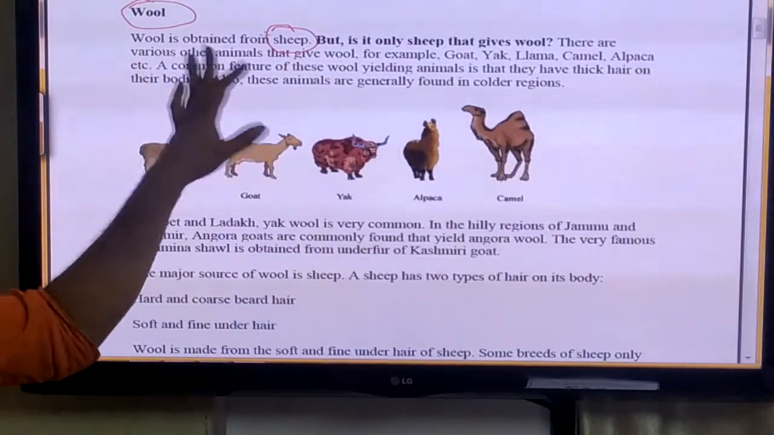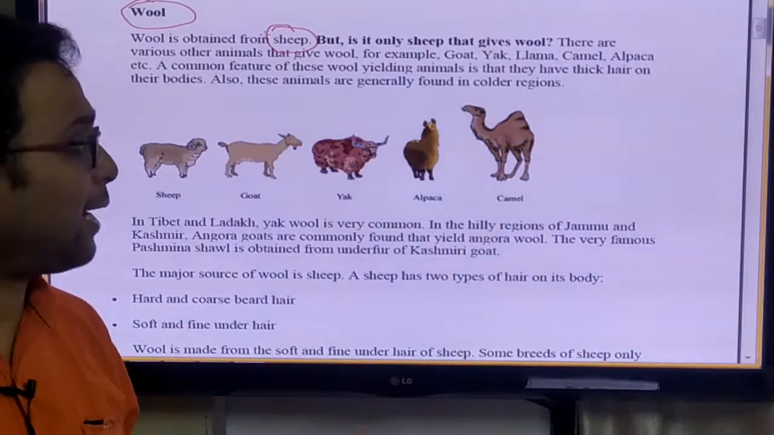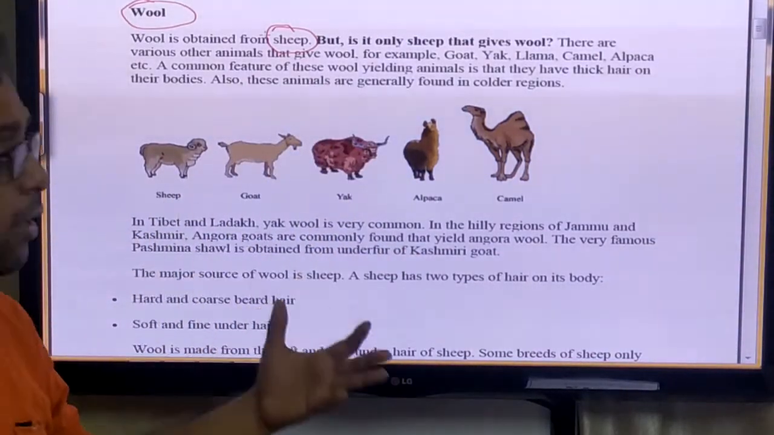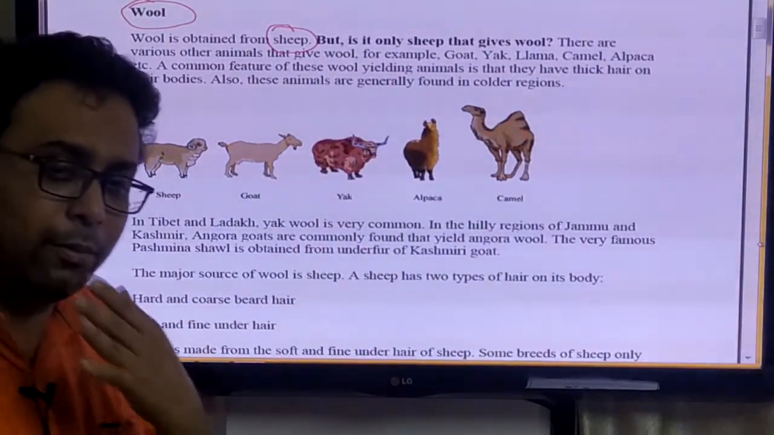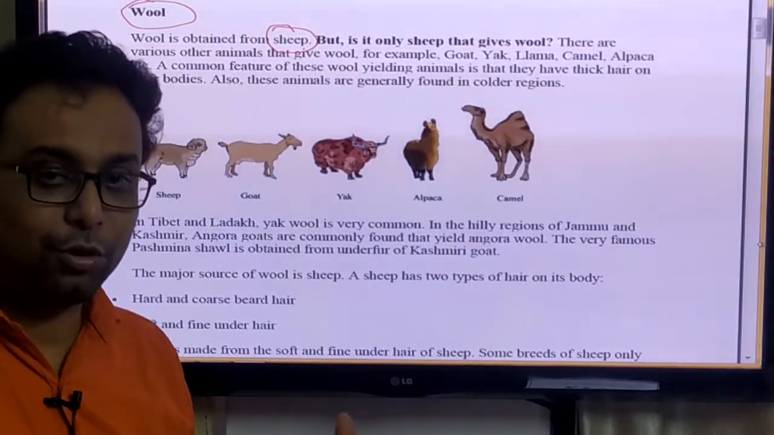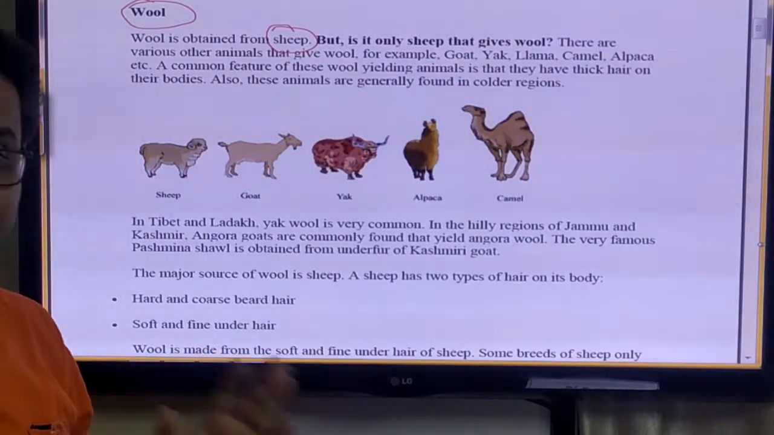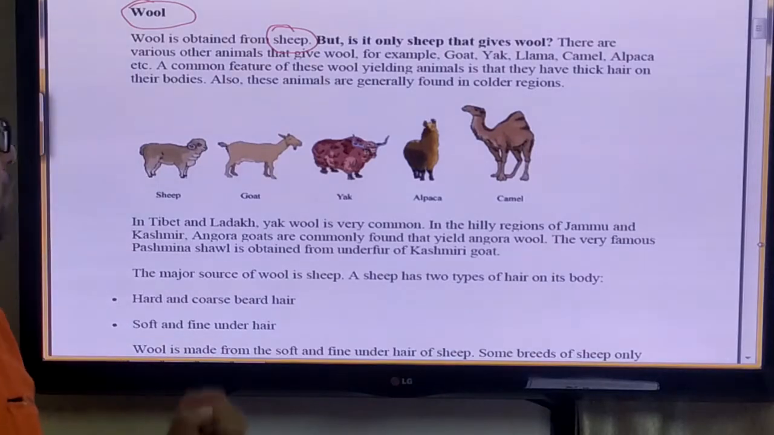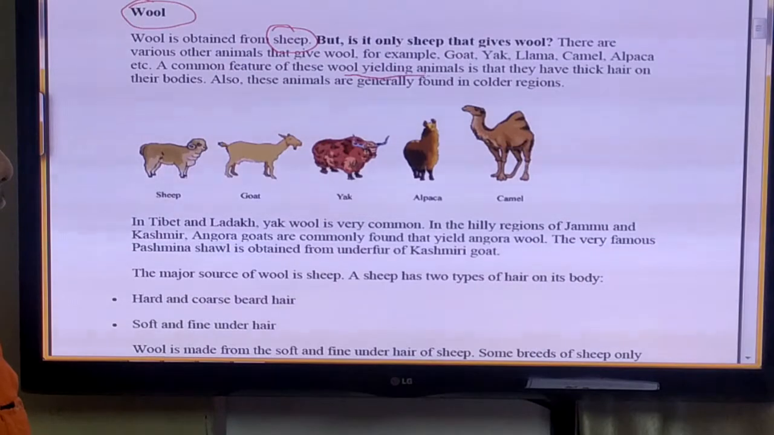There are various other animals, not only the sheep, which give wool, like the goat, the yak, the llama, the camel, and the alpaca. These are different animals which also produce wool. So the sheep is not the only member, right? Now a common feature of these wool-yielding animals is that they have thick hair on their bodies.